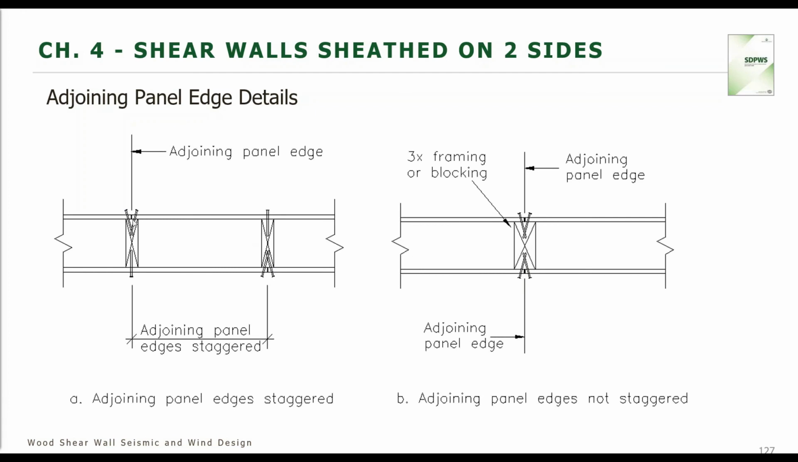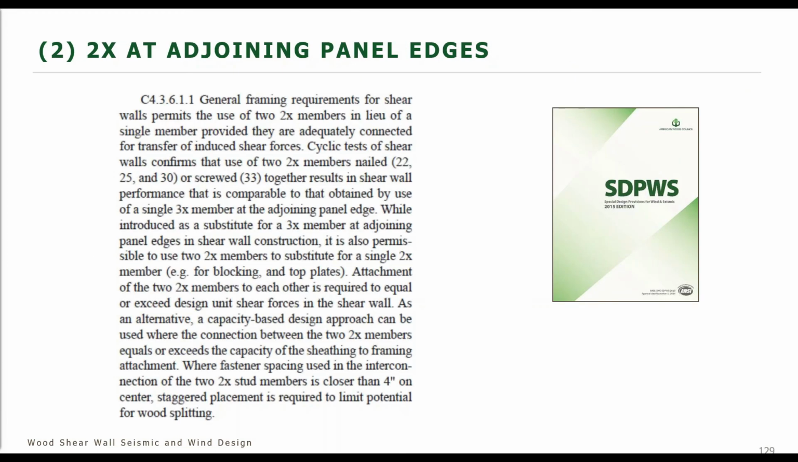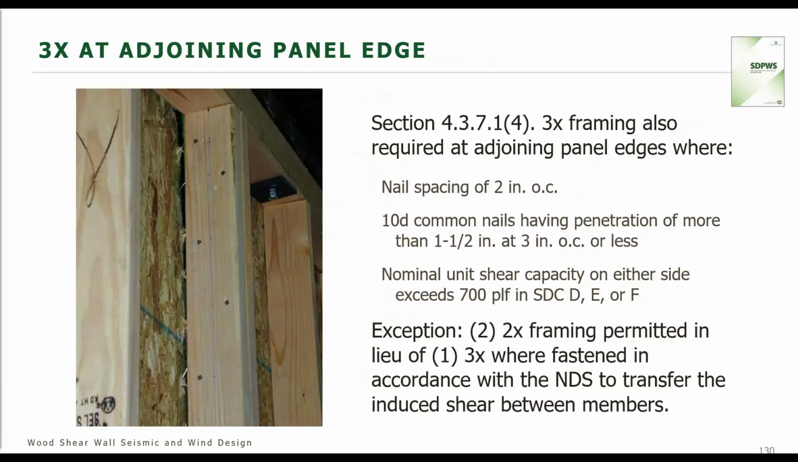Now you wonder, are you going to really be able to predict where that panel joint is? You may want to just specify a 3x, but in addition to a 3x, you can also specify 2 2x's. And that's noted here in these sections of the wind and seismic provision that allows for 2 2x's. In the commentary, it states what the 2 2x's need to be and how they need to be connected. And then there is some additional requirements beyond the 2 2x's. And that is shown here.